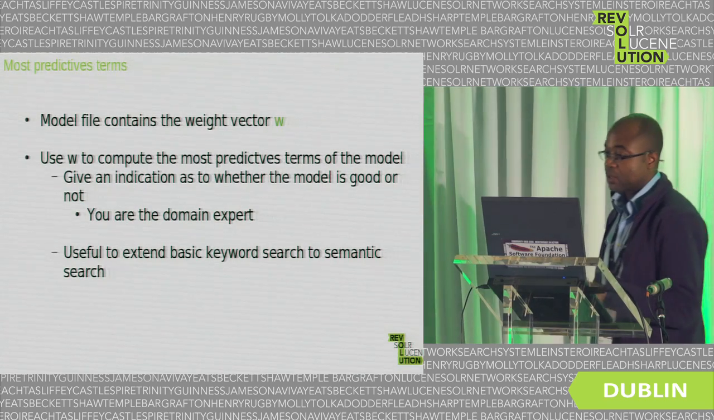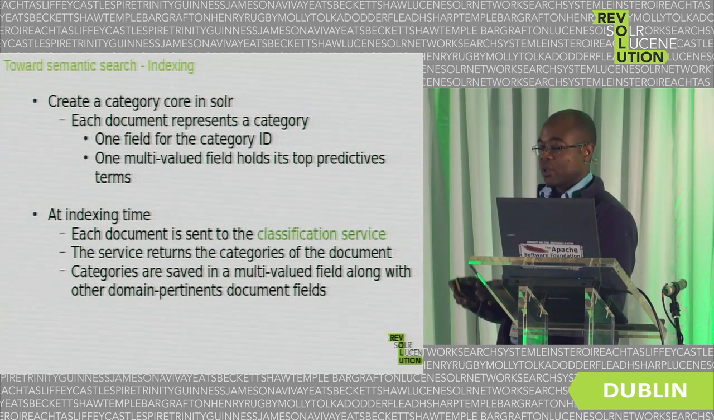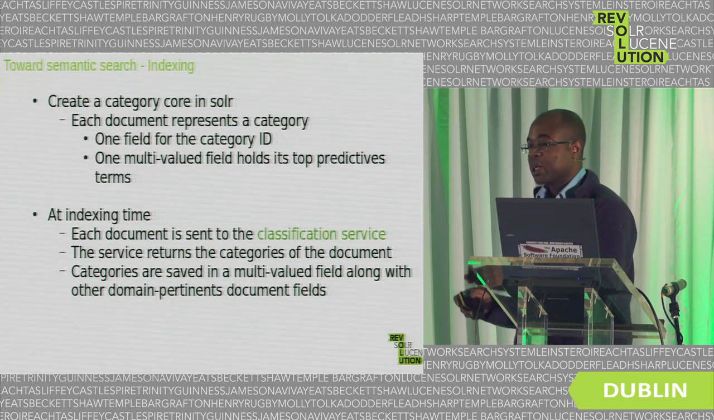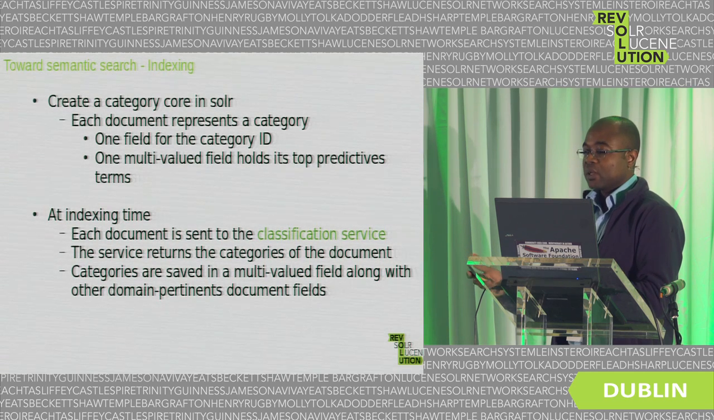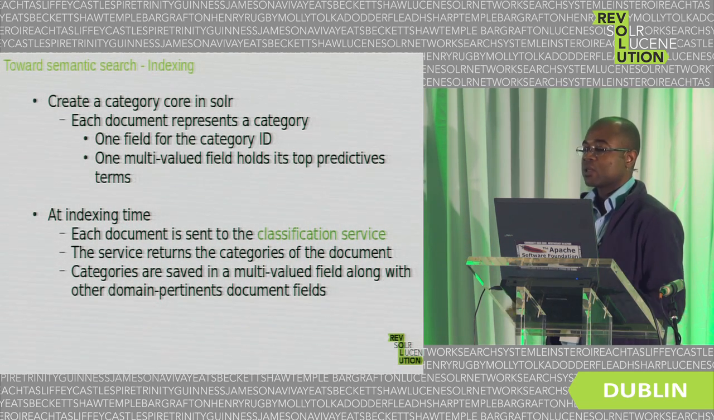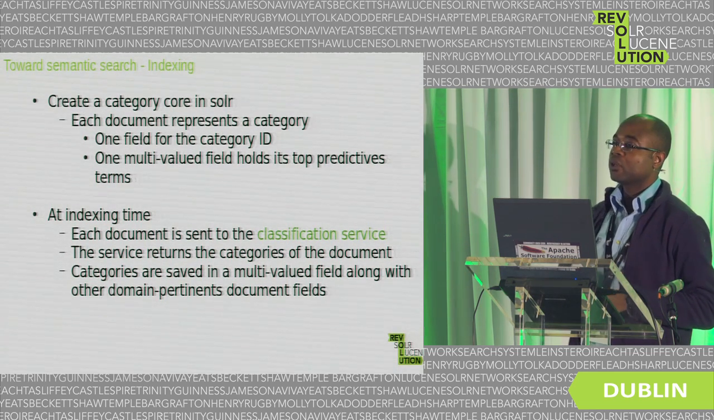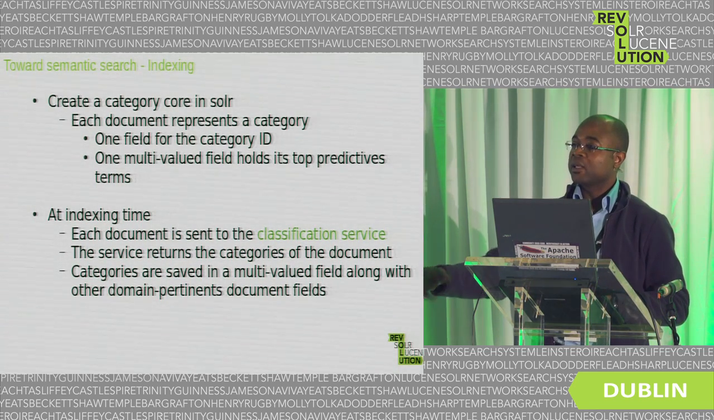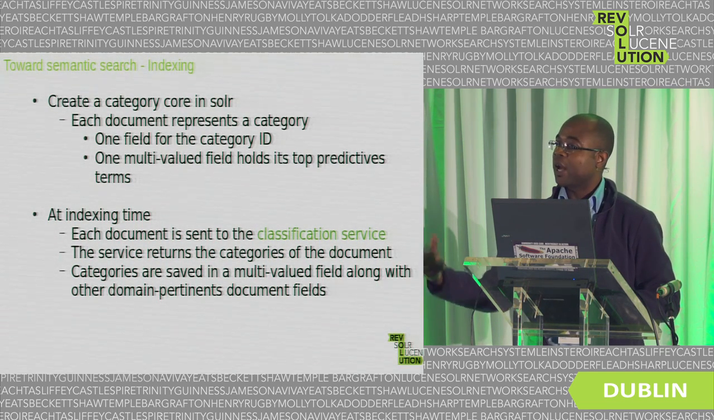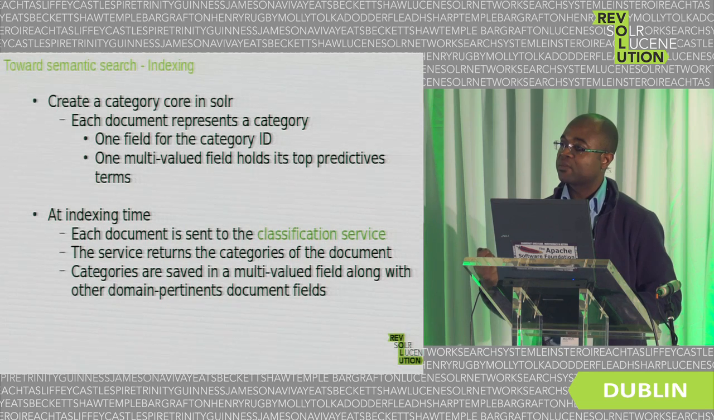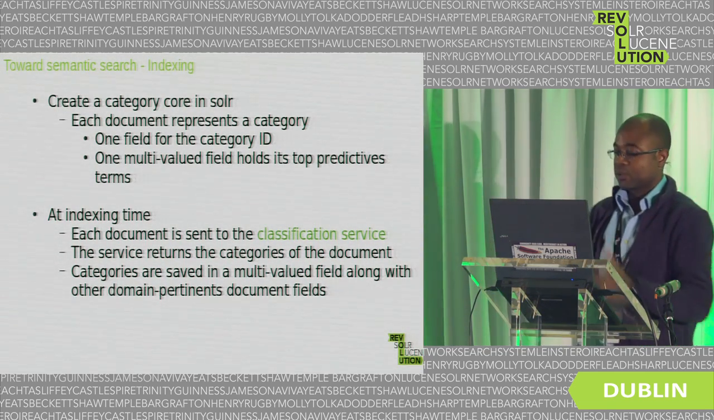And that is all. For semantic search, we create a collection, a new core in Solr. Each document represents a category. One field for category ID, and one multivalued field holds the top predictive terms. So when the user query comes, we can run the query in this core, and it will target some predictive terms and show us the category of those predictive terms. And because the user query is sometimes 2 words, 2 terms, it's very short.